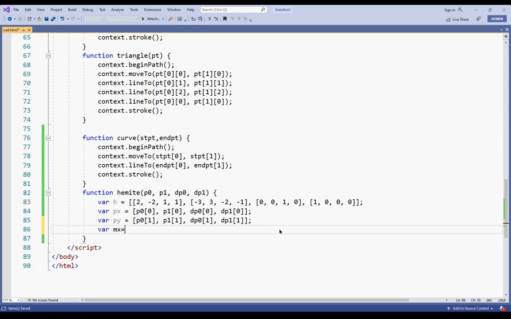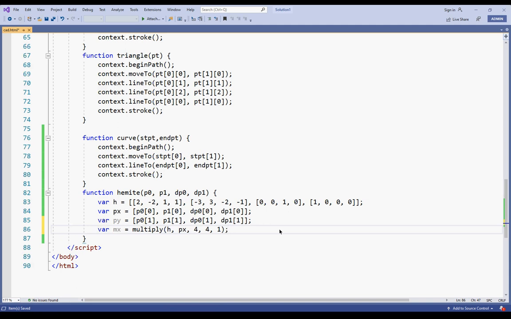Okay, which is the multiplication of H into px. So I need to use multiply, and of course I need to provide the H matrix, and I need to provide the px matrix, 4, 4, 1. So this will give me a multiplication, and that will be stored in variable mx.